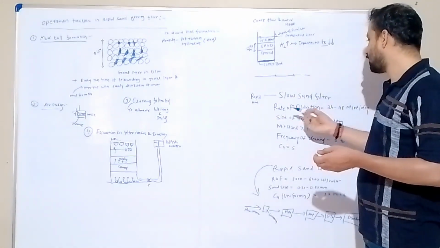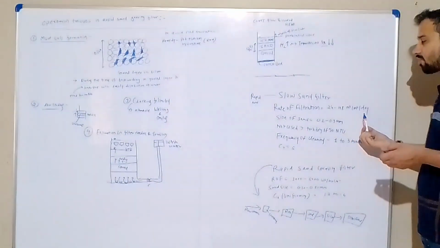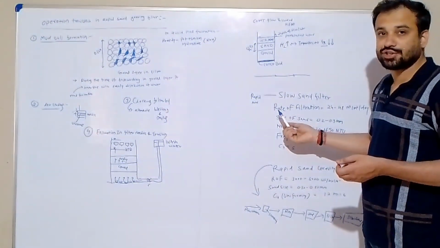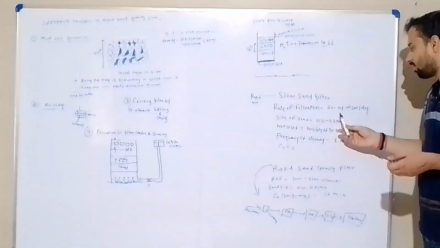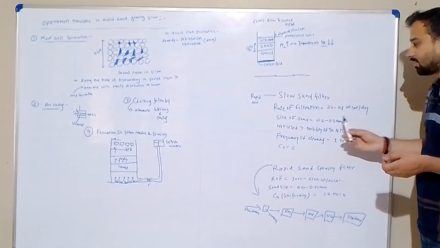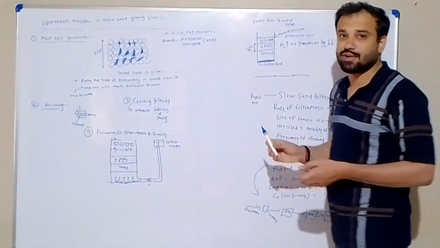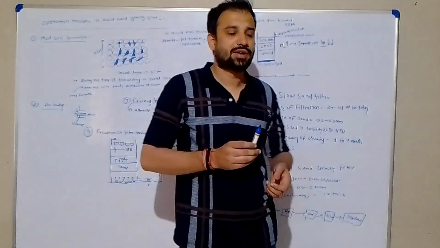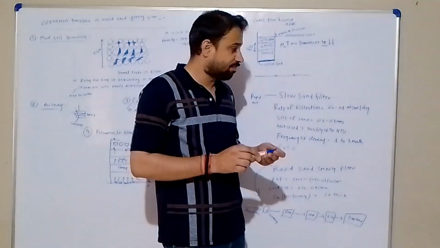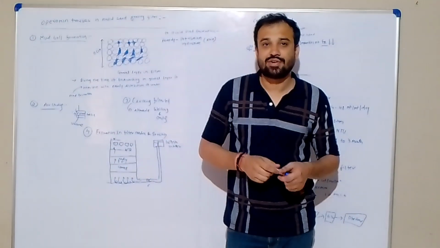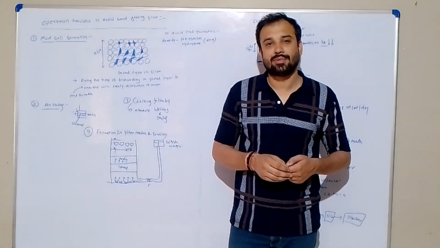In a slow sand filter, the rate of filtration is 24 to 48 meters cube per meter square per day. The size of sand particles in a slow sand filter is less than in a rapid sand filter. In a slow sand filter, the sand particle size is 0.2 to 0.3 mm, but in a rapid sand gravity filter, the particle size is 0.3 to 0.55 mm.